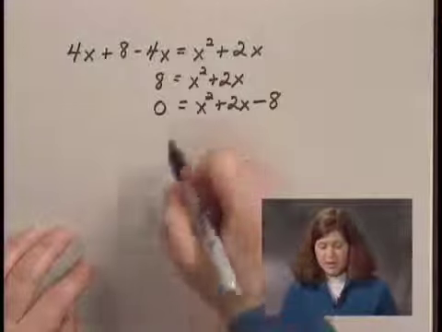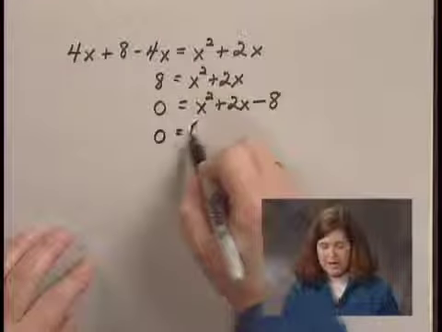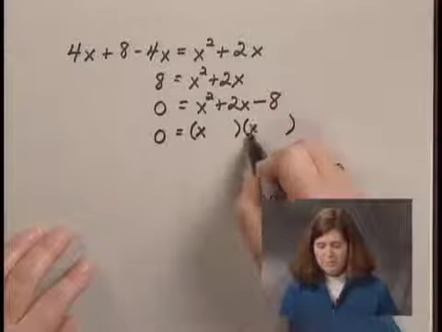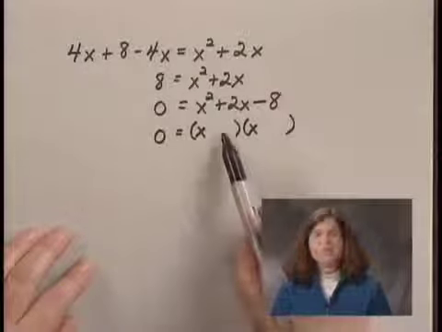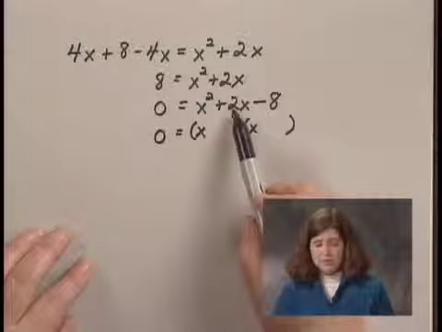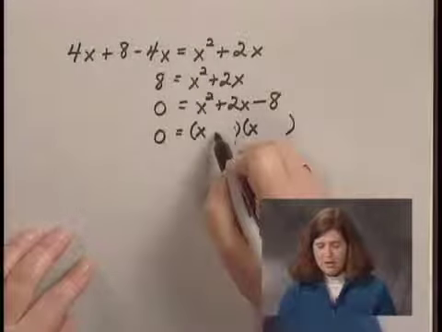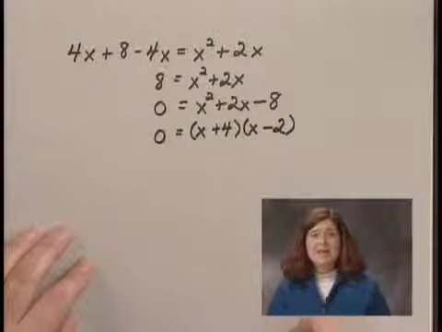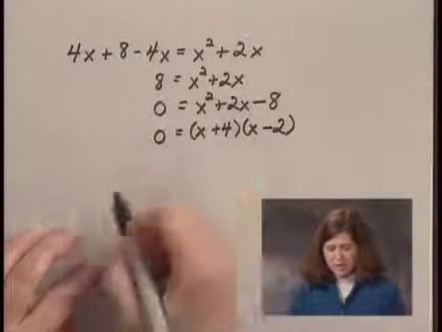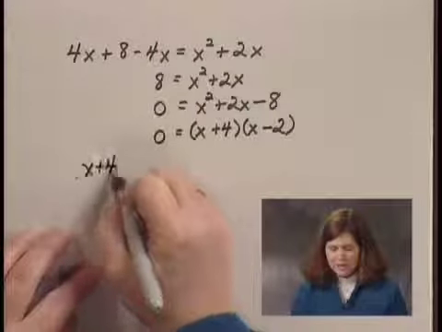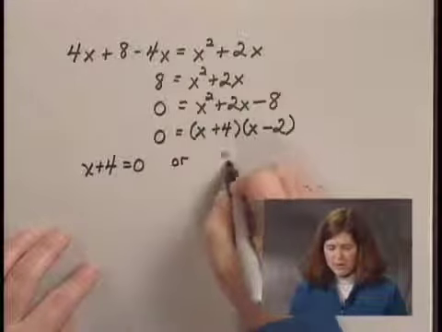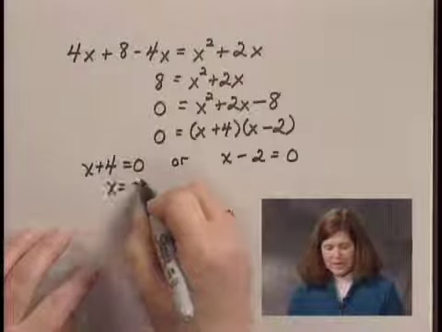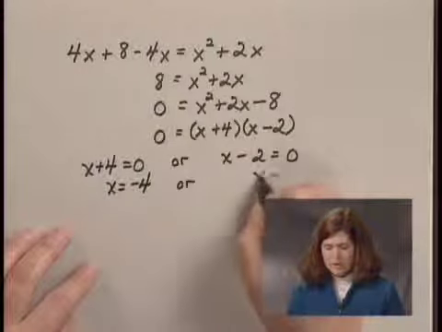I first of all try to factor. If this factors, it factors into two binomial factors, where x is the first term in the binomials. Are there two numbers whose product is negative 8 and whose sum is 2? Well, yes, there are. Positive 4 and negative 2. So this does factor. And I can solve using the principle of zero products. I have x plus 4 equals 0, or x minus 2 equals 0. Solving, I get x equals negative 4, or x equals 2.